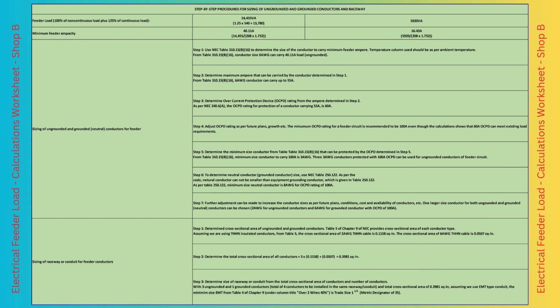This drawing provides a step-by-step procedure for sizing ungrounded and grounded conductors and raceways for the feeder system in Shop C. It outlines calculations for minimum feeder ampacity, conductor sizing, and adjustments based on temperature and future load requirements. References to NEC tables ensure compliance for overcurrent protection devices, OCPD, conductor cross-sectional areas, and conduit dimensions. The worksheet ensures proper conductor selection, efficient electrical distribution, and adherence to safety and code standards.